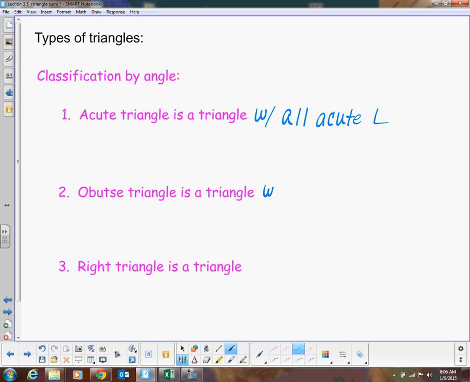An obtuse triangle is a triangle with only one obtuse angle. These are 3.5. And by the way, they are online if you had downloaded them. I did get it ready for anybody that likes to use the notes. A right triangle is a triangle with only one right angle.